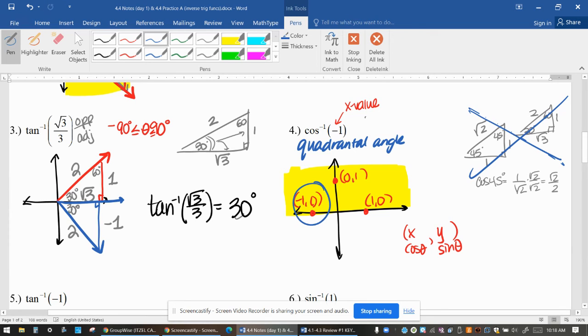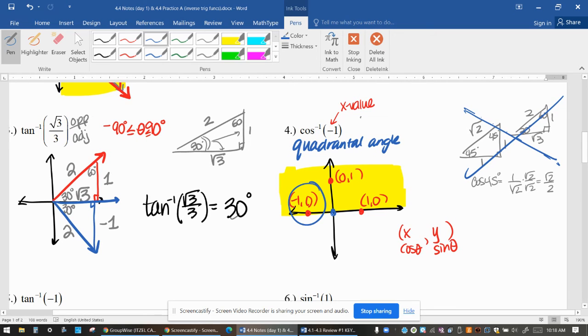That's this guy right here. Now remember, you have to give your answer as an angle between 0 and 180. So if this is the initial side, the angle that lands here as a terminal side is 180 degrees. So the correct answer here would be 180 degrees.